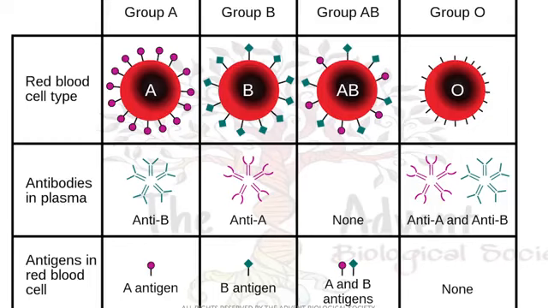If A antigen is present, look over here, if A antigen is present, then the red blood cell type is grouped as group A, that is A. If B antigen is present, red blood cell is termed as B. If both A and B antigens are present, it is termed as group AB. If no antigen is present, it is termed as group 0 or O. It is basically 0, but we terminalize it as O.